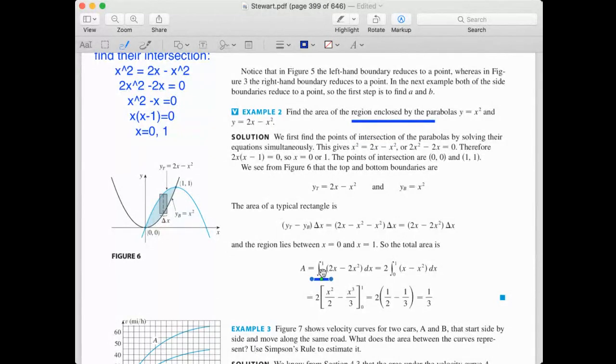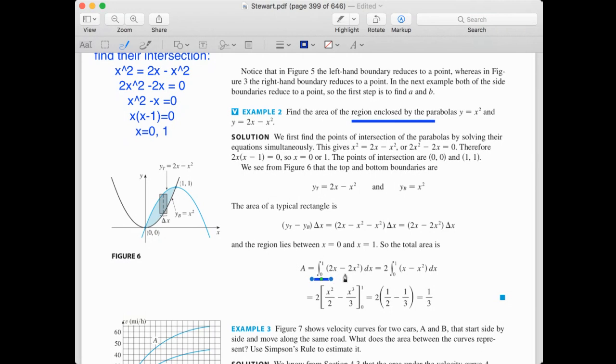So we can set up the integral from 0 to 1. Now we need to figure out which one is on top and which one is on the bottom. The top one, obviously, in this picture is 2x minus x squared. So this we treat as f of x. Then y equals x squared is g. It's the lower one, so g. So we have f minus g.